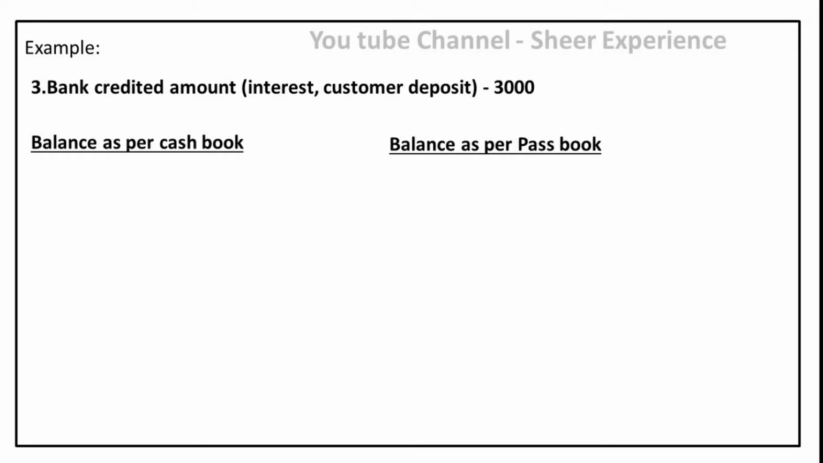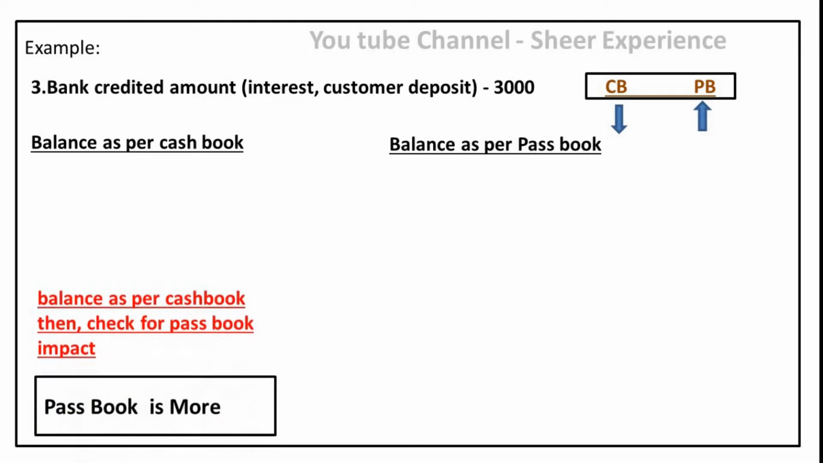Our next transaction is bank credited amount. It can be interest or customer deposit. It is 3000. Bank credits amount to our bank account when it collects interest on investments on behalf of customer. Also, when the customer directly deposits the amount in the bank, even in that scenario, it credits our bank account. When the bank credits customer's bank account, there won't be any entry made in the cash book because we are not aware of the transactions. But the passbook credit balance has increased by 3000. Since there is no entry in the cash book, balance is less than passbook.